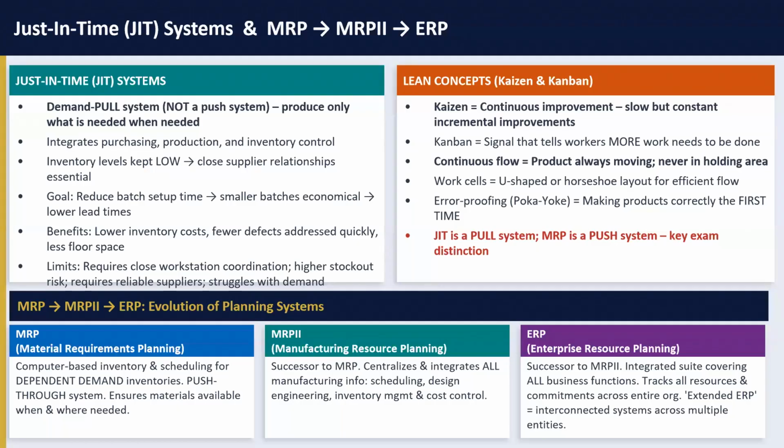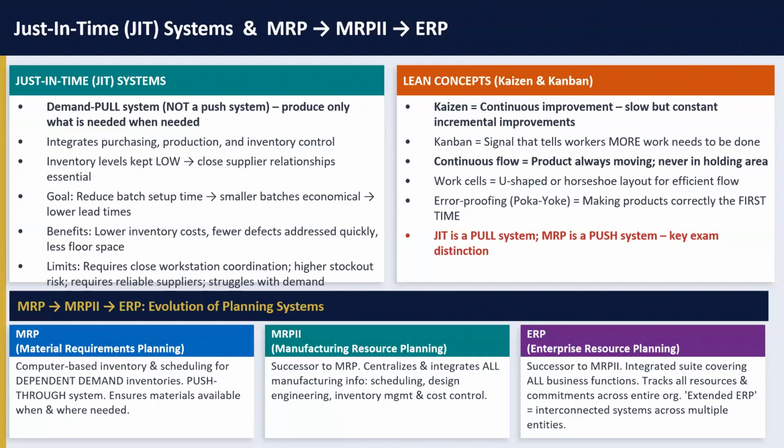Then here the goal is to reduce our inventory related costs. Okay. And here we will be focusing on reducing batch setup time. Smaller batches will be economical for us, and we will also lower the lead times. Okay. And the benefits of JIT are lowering the inventory costs. You will be incurring fewer defects, because now there is a need to produce your products right the first time, or else you'll lose customers. So that's a risk that they take. So there will be fewer defects, which should be addressed quickly. Okay. And less floor space. Then comes limits. It requires close workstation coordination. So the thing is, you should produce goods very quickly and give them to your customers. Okay. So very good workstation coordination is a necessity.